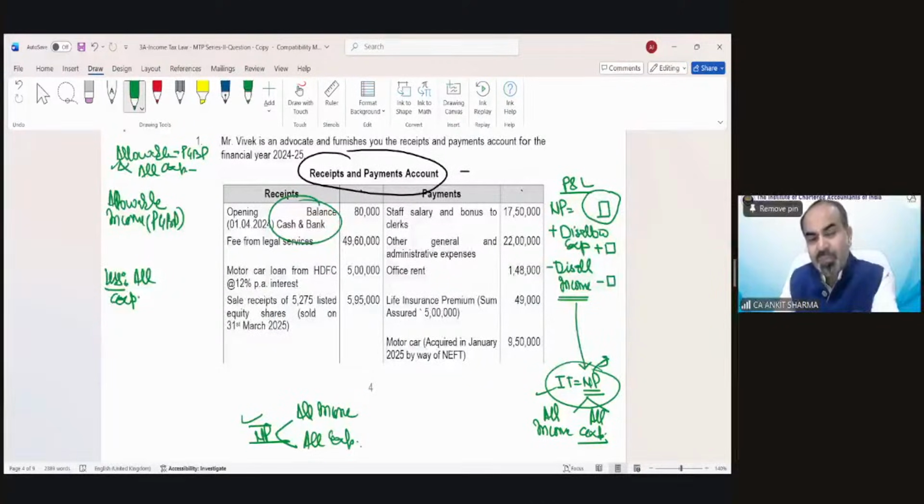Now you will see in case of this question, this is my receipt side. So do I need to take the opening balance of cash and bank? I need to consider only current year income and current year expenditure. So the opening balance of 80,000, should we consider it as my income of the current year? Is this my current year receipt or not?